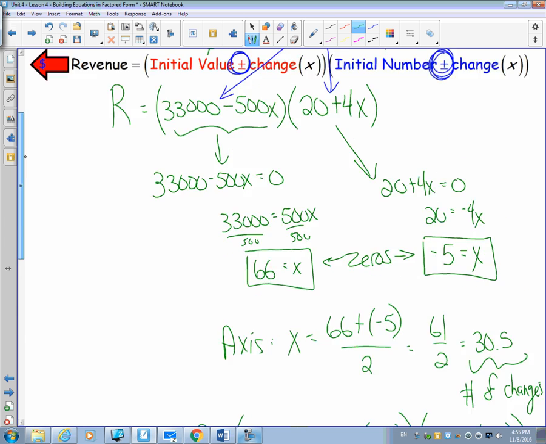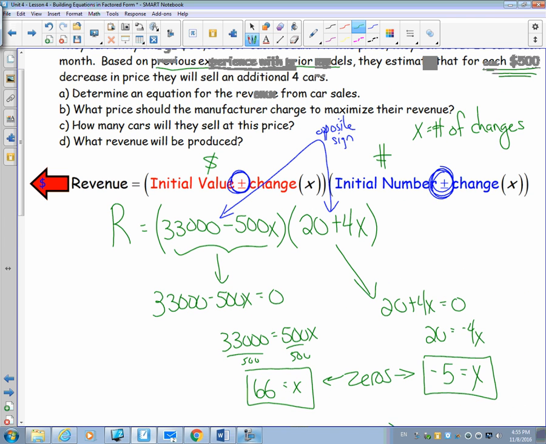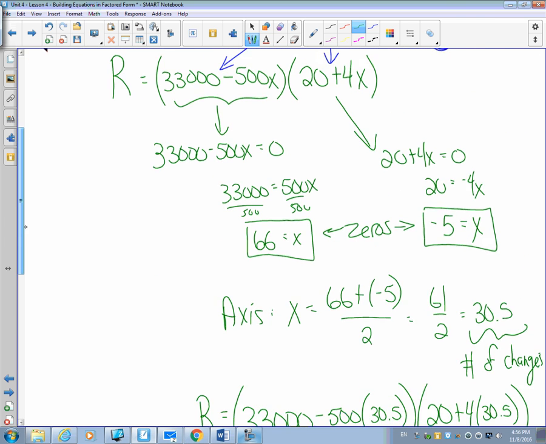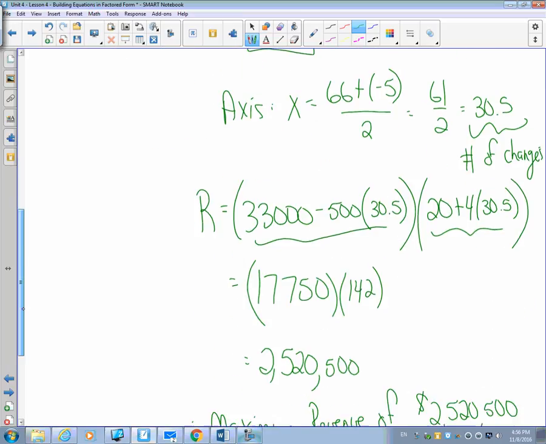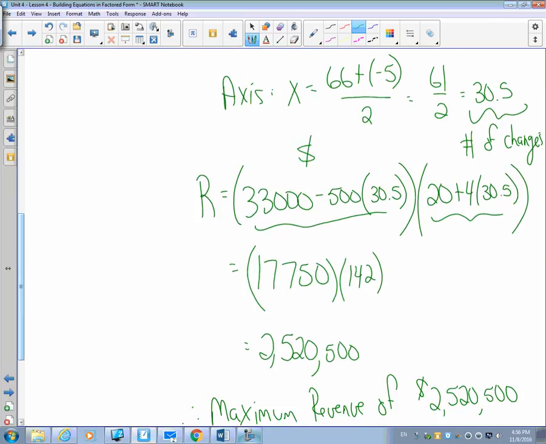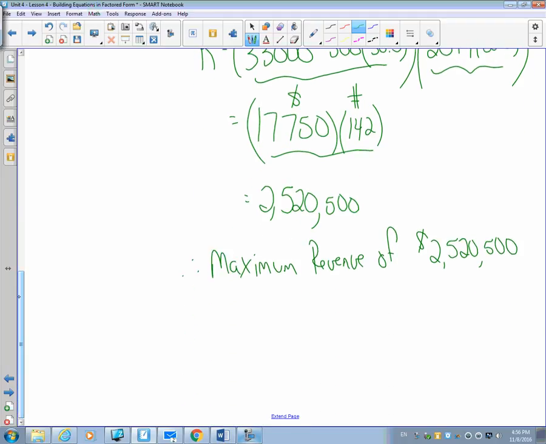When does that happen? Well, way back up here in the questions, it says, how many cars and what should our prices be? Well, remember when we made this equation, we had the value of our cars and the number we sold. Using these two numbers right here produced our revenue. So how much should we sell them for? We should sell 142 cars at $17,750 each.